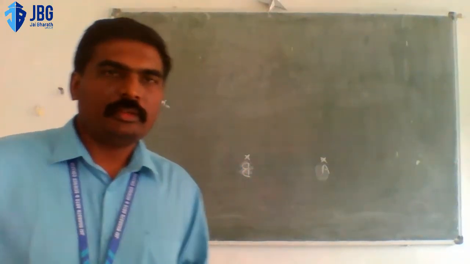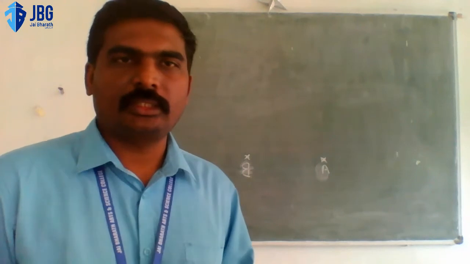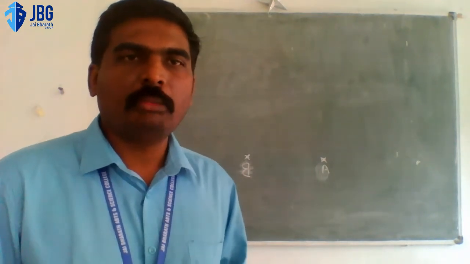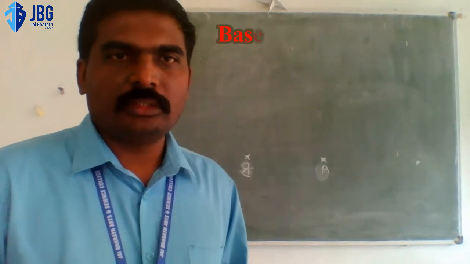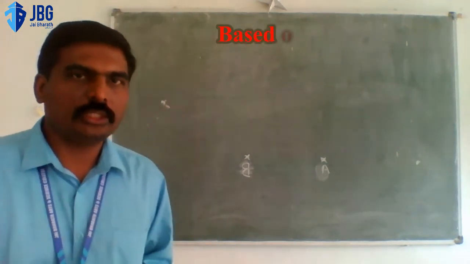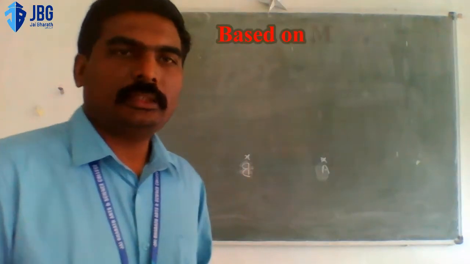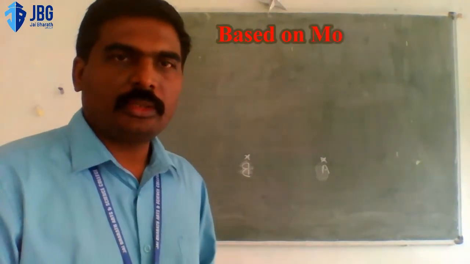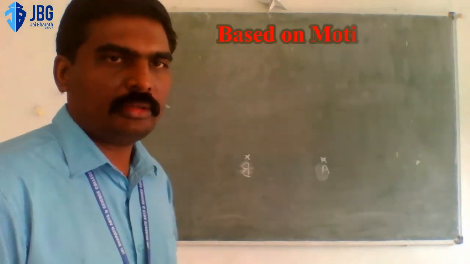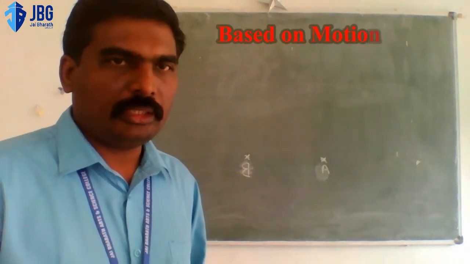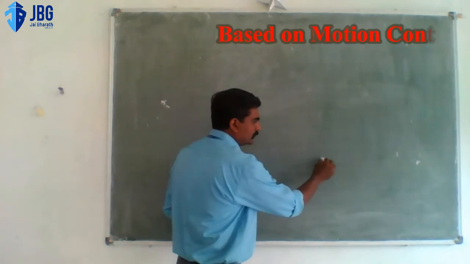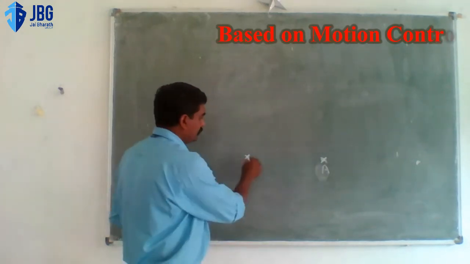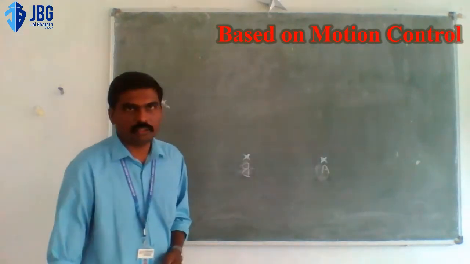Morning. Today we are going to discuss the robot classification based on motion control. Actually, we can divide the classification into two, that is point to point and continuous. You can see there is a point A and B. Here is the point A and here is the point B.